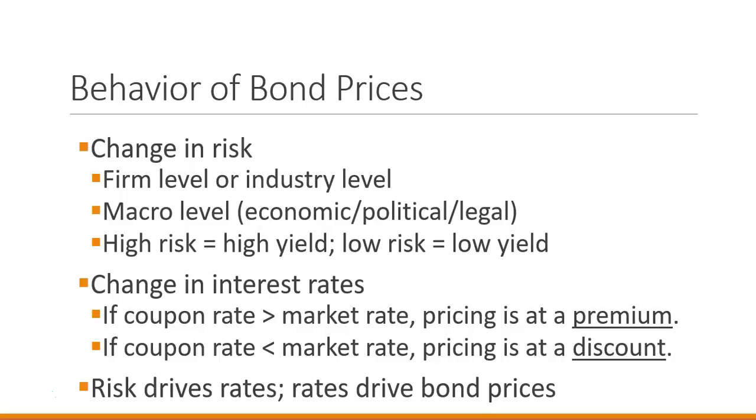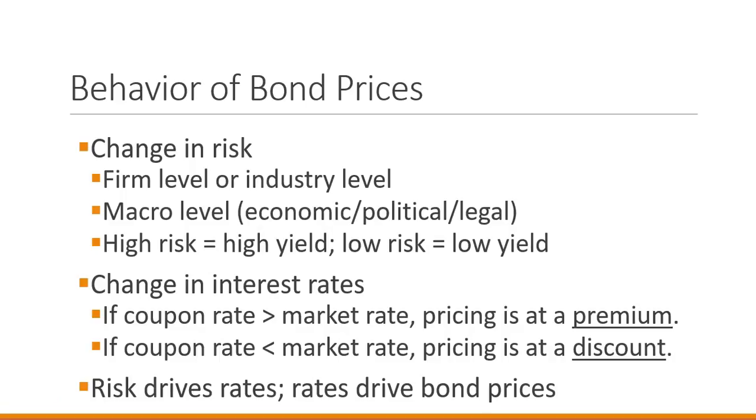Now, how do all of these factors work together? We can make a general statement that risk drives rates. The higher the risk, the higher the required return or yield or rate on an investment. And rates drive bond prices, as we just stated. The higher the required rate or the higher the required yield on the bond, the lower the price an investor is going to pay. So bonds are issued at a face amount and a set fixed interest rate.